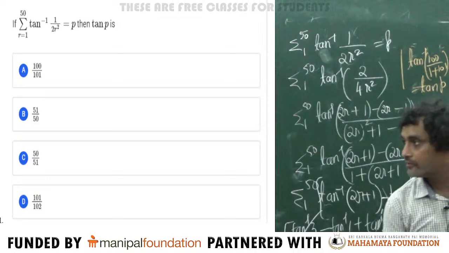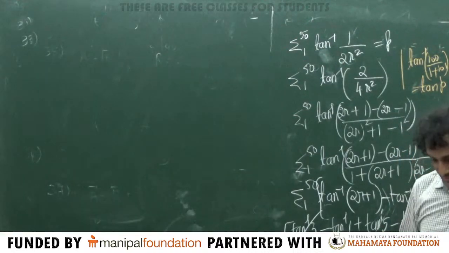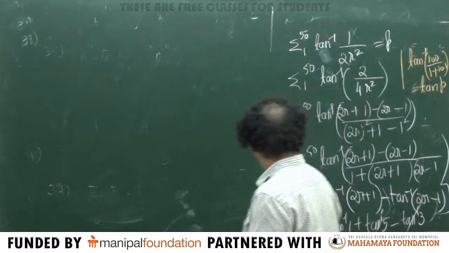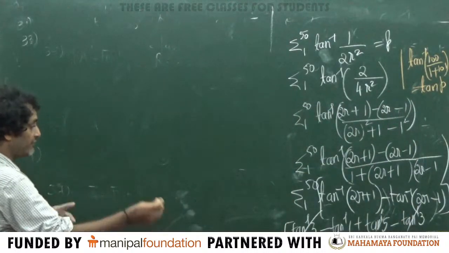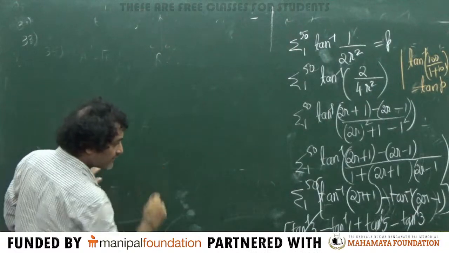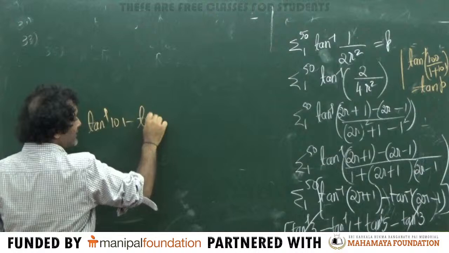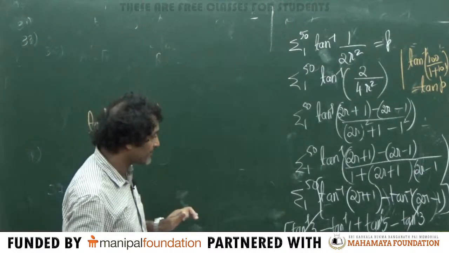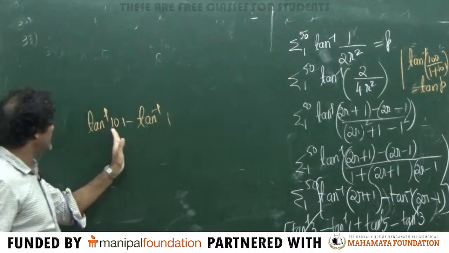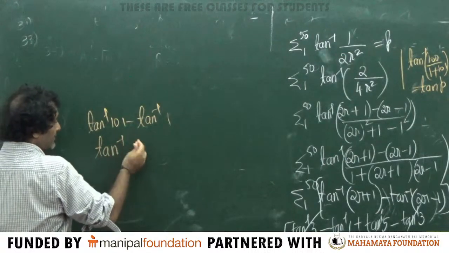Yeah. So I'll do the rest of it. See, okay, last part I'll do, don't worry. So what we are left with is tan inverse 101 minus tan inverse 1. Isn't it tan inverse x minus tan inverse y? Which makes it, what is it?